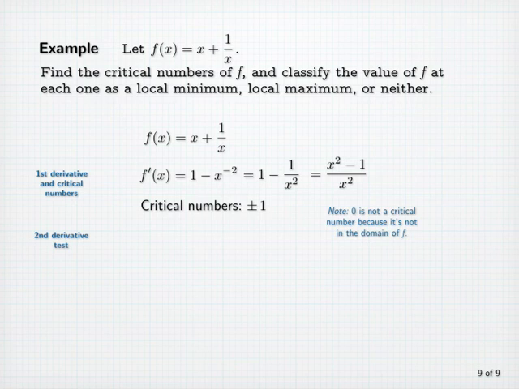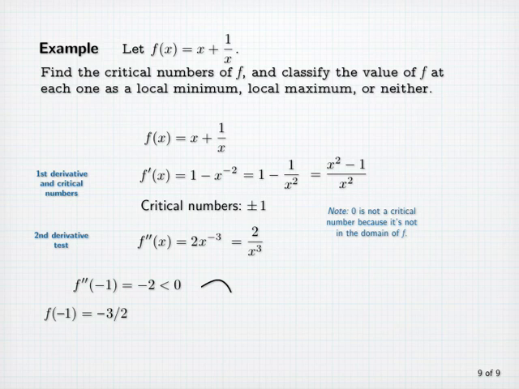We first compute f double prime of x, which is 2 times x to the minus 3 power, or 2 divided by x cubed. And evaluating f double prime at minus 1 gives us negative 2. Therefore, we conclude that the value of f at minus 1, which is negative 3/2, is a local maximum. The value of f double prime at 1 is positive 2, and therefore the value of f at 1, which is positive 3/2, is a local minimum value.